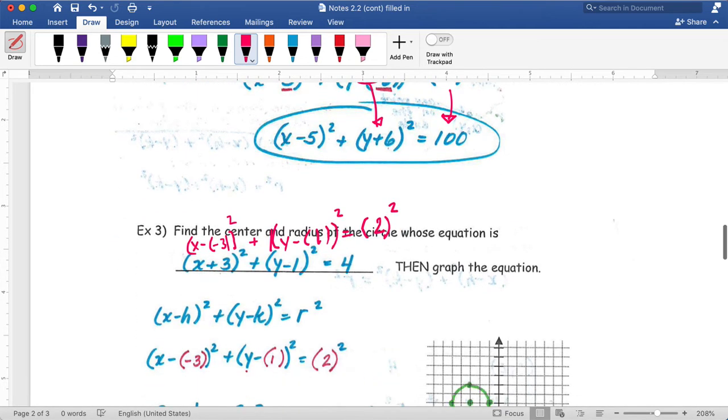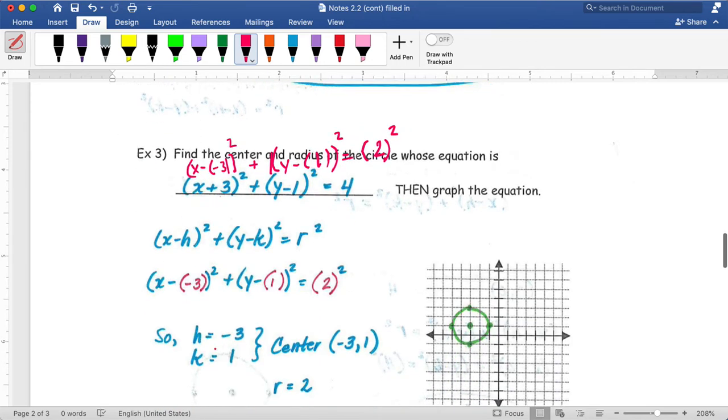Okay, so if I'm looking here, I see the -3 that I set up, the +1 that I set up, and the 2. So my center is -3, 1, and my radius is 2. Okay, so h is -3, k is +1, the center is -3, 1, and the radius is 2. Remember, when you have your groupings like this, it's never the same sign. It's always the opposite sign. Always, always, always.